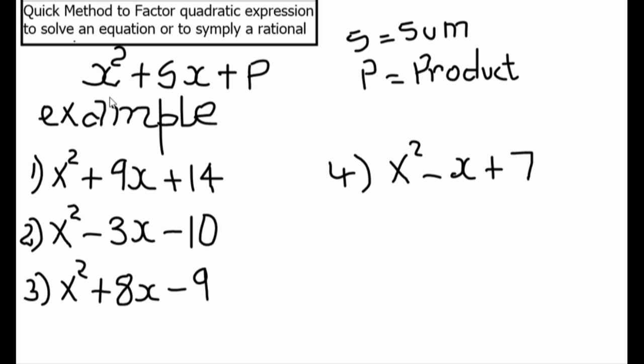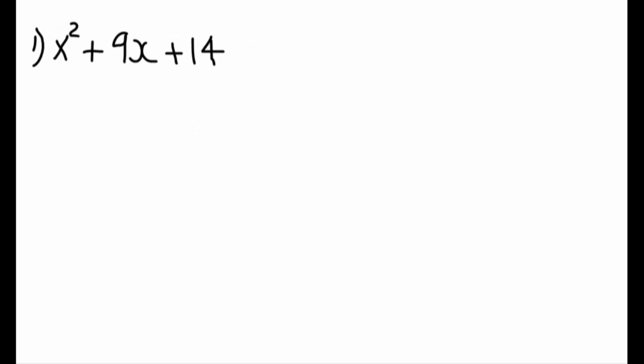Okay, so whenever the expression is written in this form, x squared plus sx plus p, you can try this method that we're gonna teach you. This method is a mental method. It doesn't always work, but if it works, you can easily factor these expressions. We're gonna do some examples using this method. Okay, let's see the first example.